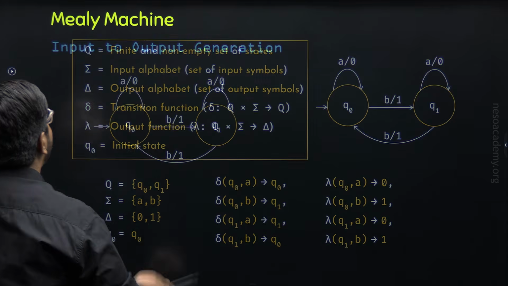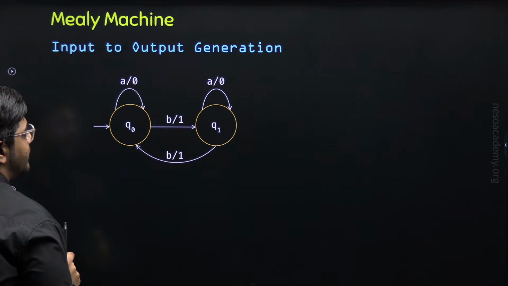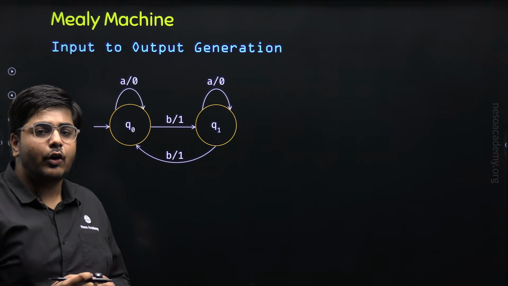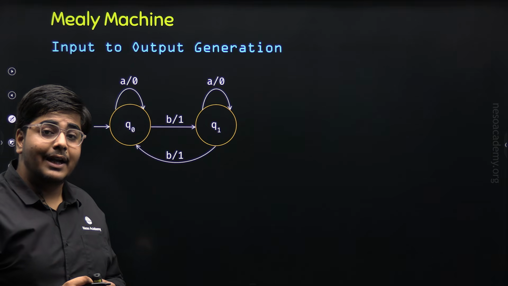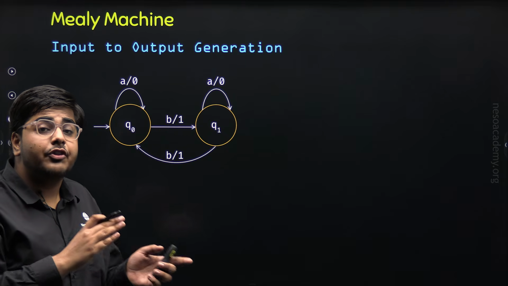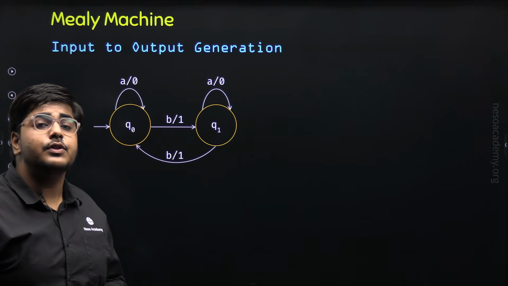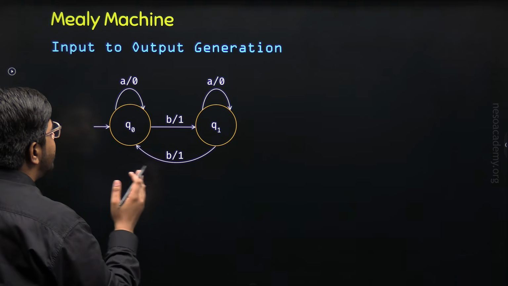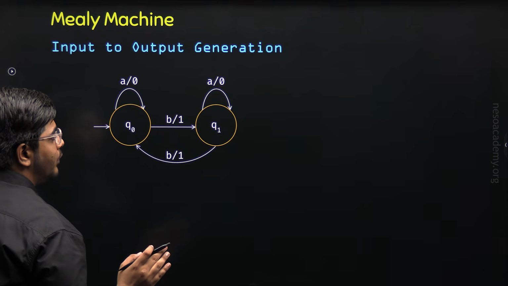I hope the six-tuple representation of Mealy machine is now clear to you. Now let's talk about input to output generation in case of Mealy machines. I have explained to you that in case of finite automata with output, we give a particular input string, and finite automata with output transduce or translate that input string into the corresponding output sequence.